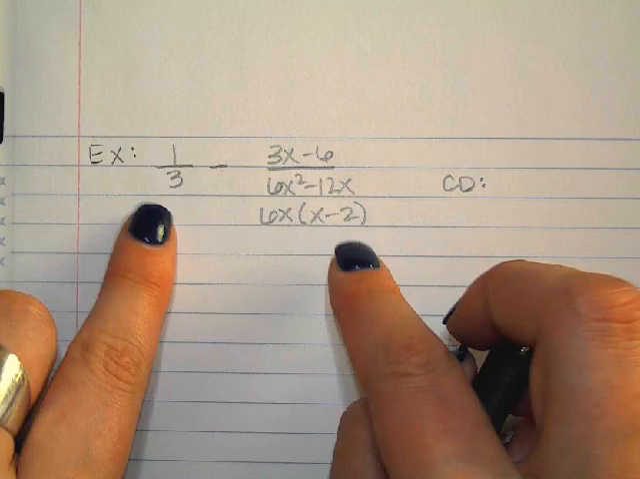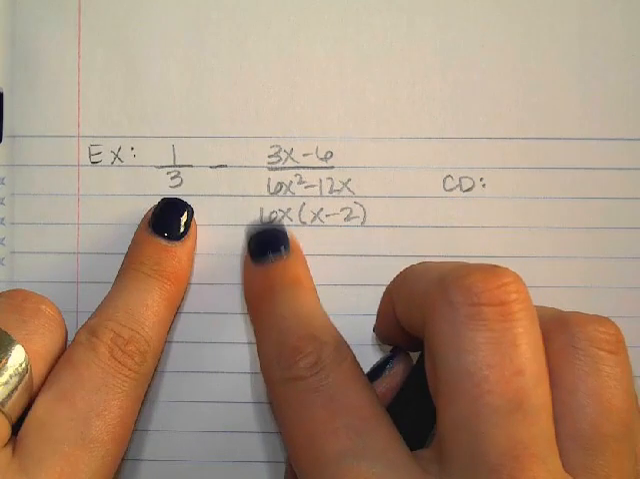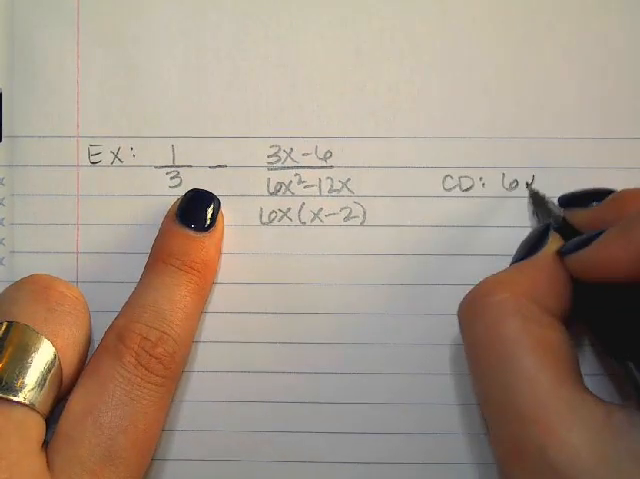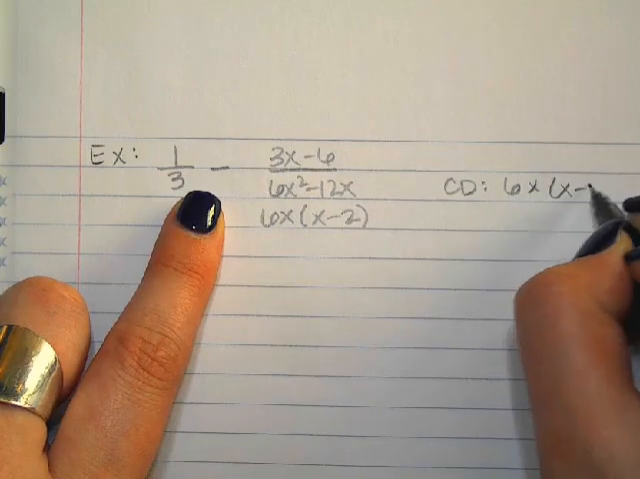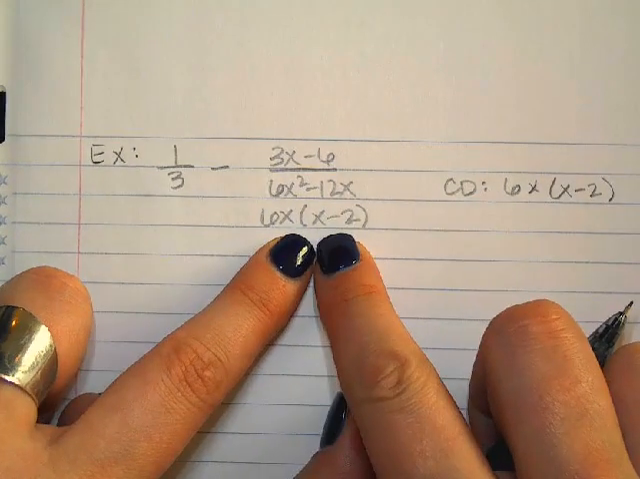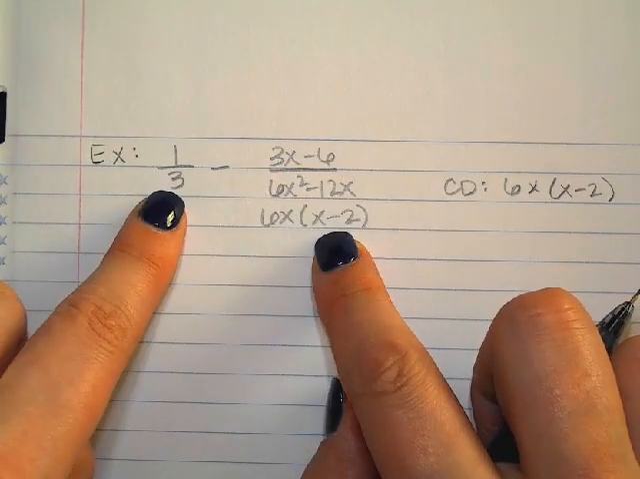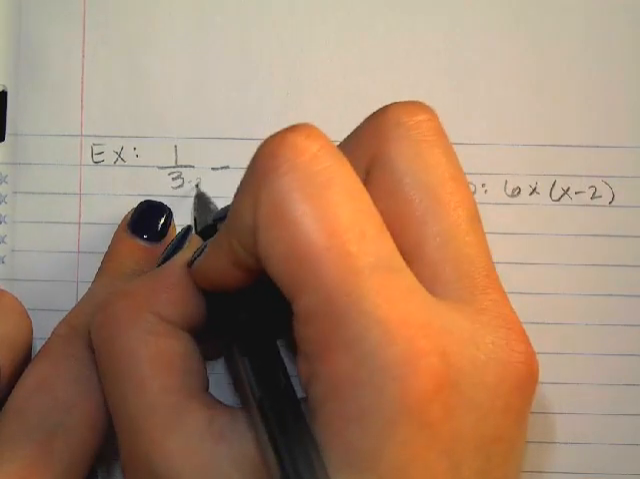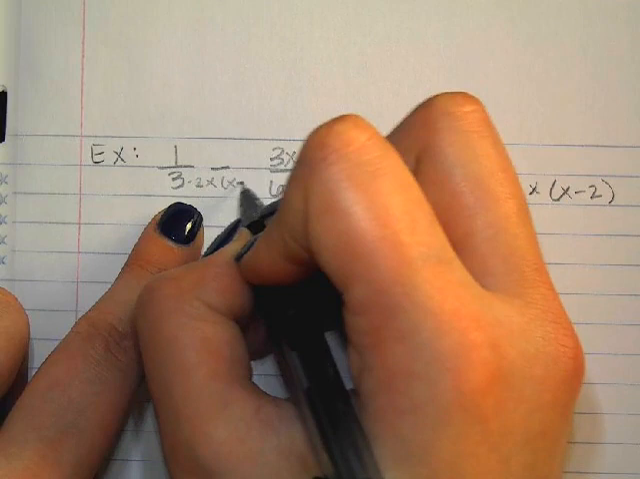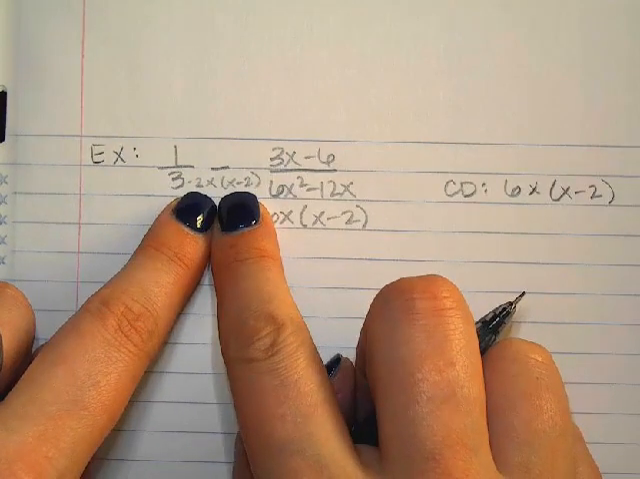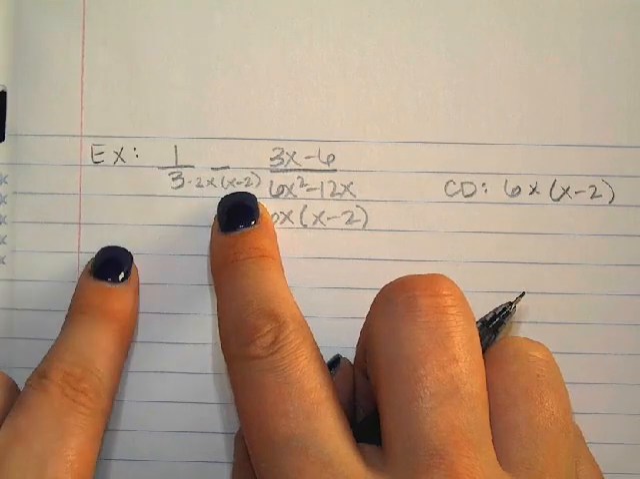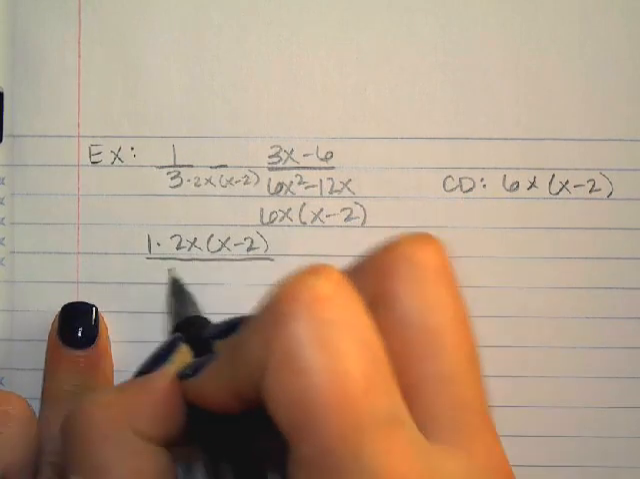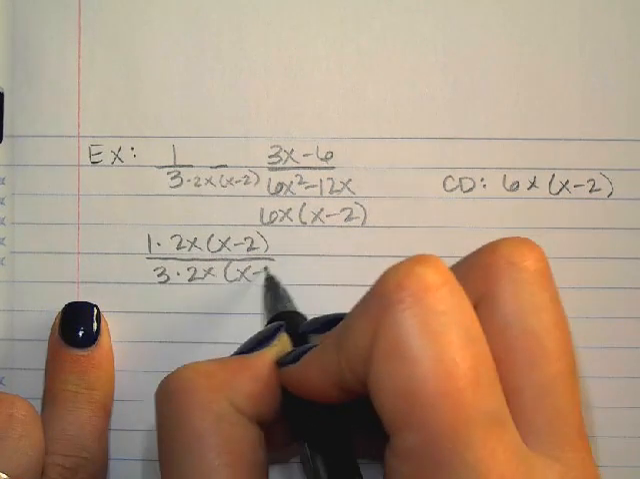All right, so we have a 3 and a 6, and so I know that between the 3 and the 6 both of these are going to have the 6. They're both going to have the x, and then they're both going to have that parenthesis x minus 2. So right now, in the second term, the first term needs a lot of different things. For the 3 to become a 6, it's going to need a 2. It's going to need the x, and it's also going to need the parentheses. And so this part right here is what I'm going to be multiplying by on the top and the bottom. So I'm going to have 1 times 2x times x minus 2, over 3 times 2x times x minus 2.